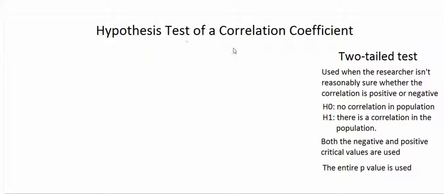And there are actually 3 different versions of this test. So far we've been talking about a certain version of the test, which is called a two-tailed test. And right now I'll explain what a two-tailed test means and what the other 2 versions of the test are. The two-tailed test is used when the researcher isn't reasonably sure whether the correlation in the population is positive or negative.